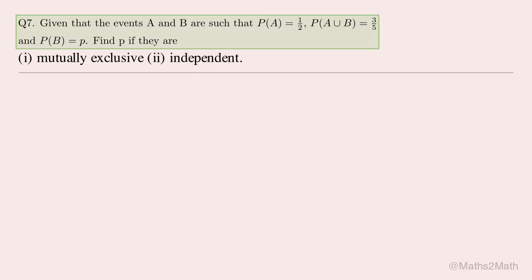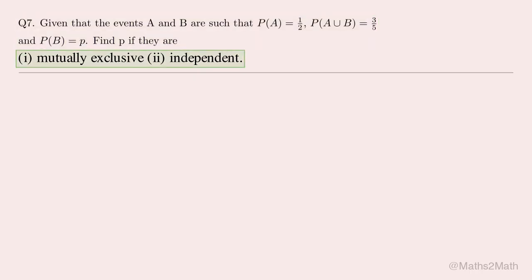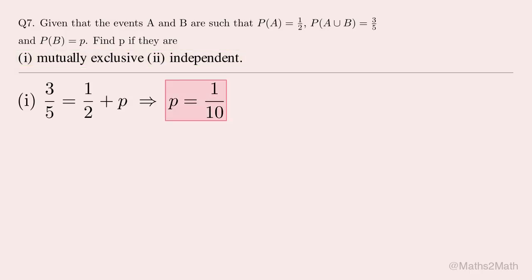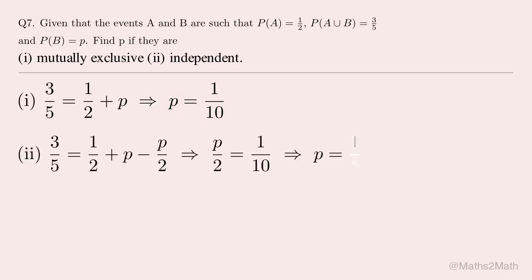Question 7. One unknown, 2 scenarios. The union formula changes shape in each case. Part 1. Mutually exclusive means the union is the plain sum. 3/5 equals a half plus P, so P is 1/10. Part 2. Independent means subtract the product. 3/5 equals a half plus P minus P over 2, so P over 2 is 1/10 and P is 1/5.